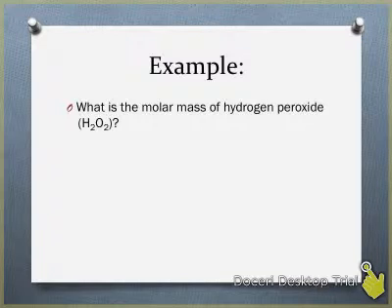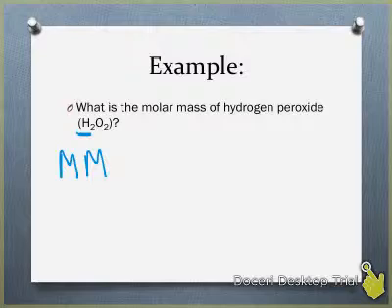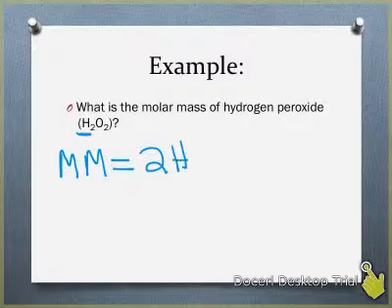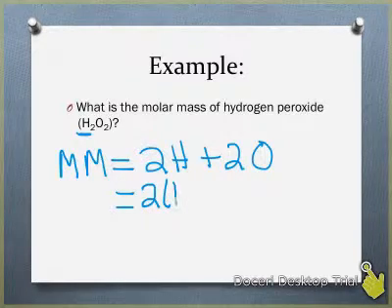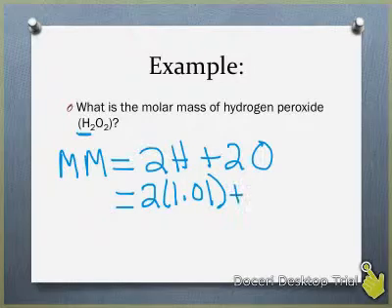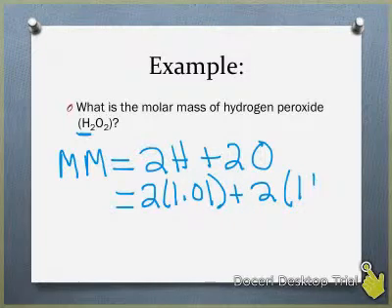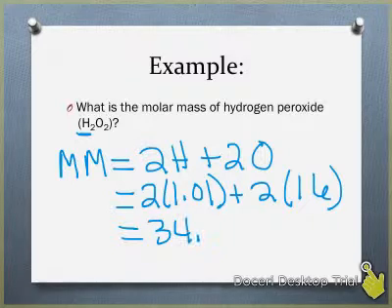So how many hydrogens do we have? 2. So my molar mass of hydrogen peroxide, which I like to shorthand as MM, is going to equal 2 hydrogens plus how many oxygens? 2 oxygens. Look up their masses on the periodic table. The mass of hydrogen is 1.01. The mass of oxygen is 16. I do the math, and I should get an answer of 34.02. What's my unit going to be?